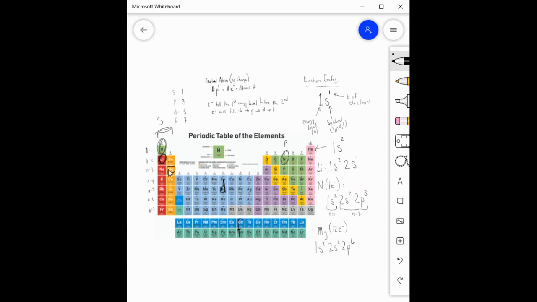2p6 tells me that my first energy level is filled and my second energy level is filled. Now I'm going to go on to my third energy level. So magnesium is still in the s block. So this is going to be 3s. And how many electrons do I have in my s block? 1, 2. So this is the third energy level, n equals 3.